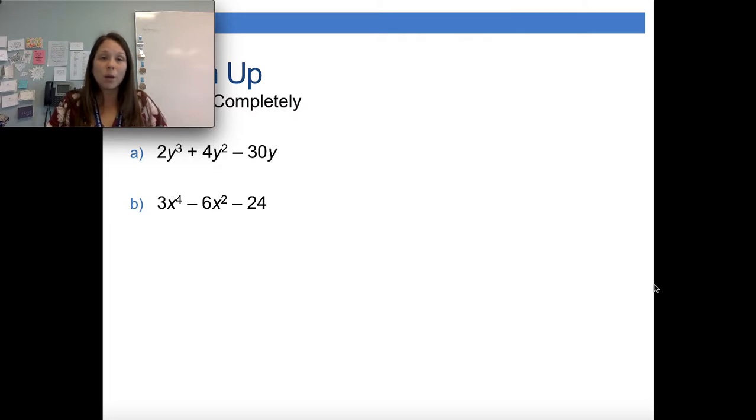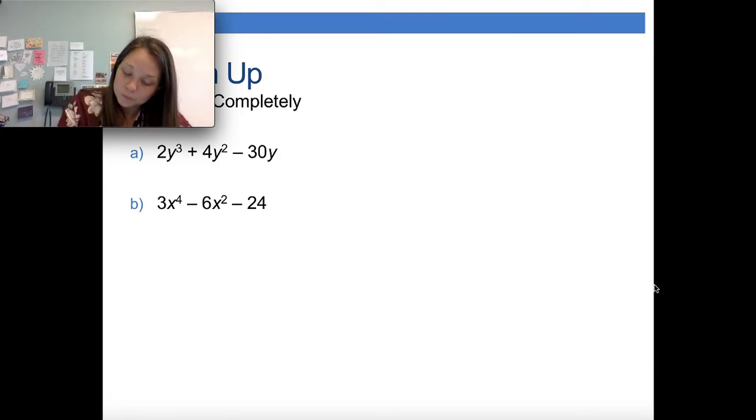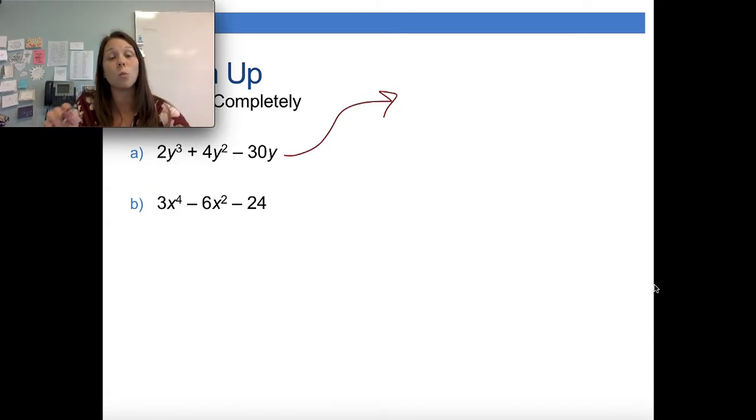So in our warm-up, I want us to practice our factoring skills before we get started with finding those roots. Taking a look at the first one, we have 2y cubed plus 4y squared minus 30y. If we pull that off to the side, notice that every single one of these terms, the 2y cubed, the 4y squared, and the minus 30y, all have a 2 in common, meaning they can all be divided by 2. What also is in common among all three terms is the y.